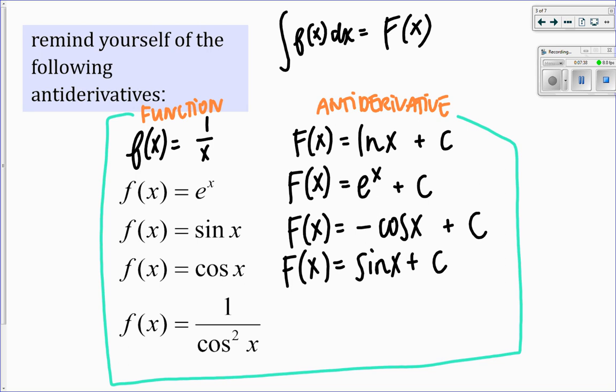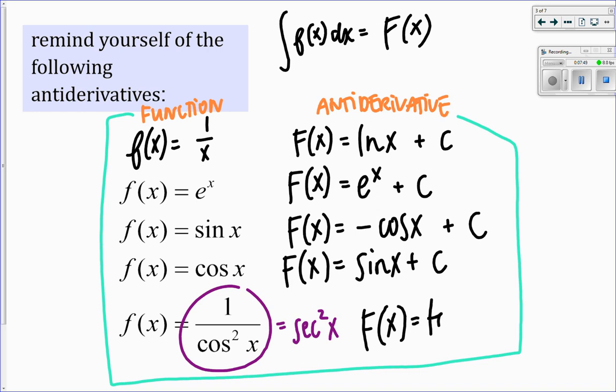And in this one, I'm giving you a little trick here. 1 over cosine squared is really secant squared of x. So that means the antiderivative would be tangent of x, of course, plus c. This is a page you will be expected to know, though really just take good notes because you get to use your notes on tests and quizzes.